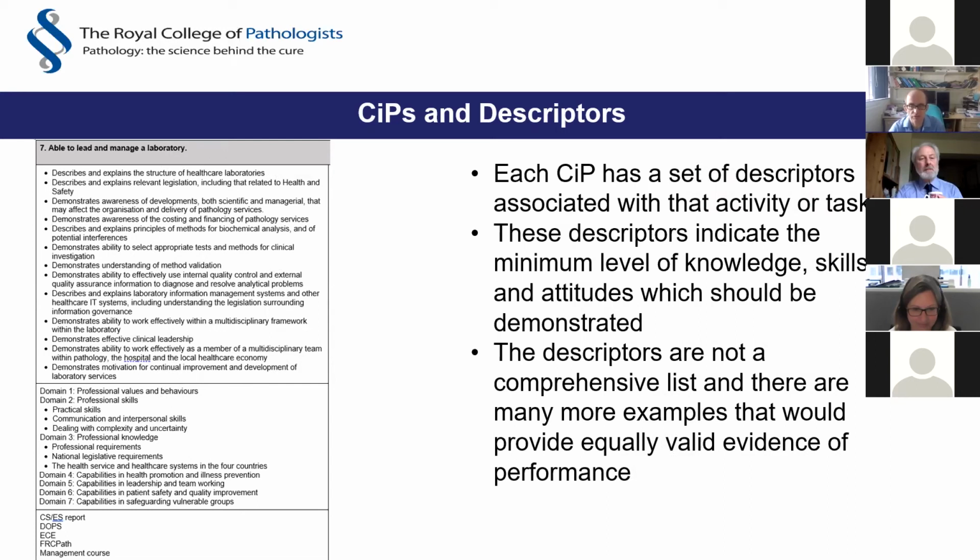Each CiP, as we said before, has a set of descriptors associated with that activity or task. These descriptors indicate the minimum level of knowledge, skills, and attitudes which should be demonstrated. The descriptors are not a comprehensive list, and there are many more examples that would provide equally valid evidence of performance. So here you can see one of the specific CiPs for ChemPath, to demonstrate the ability to lead and manage a laboratory, to then show what domains of the curriculum are mapped to this, and then actually at the bottom shows even the evidence that can be considered as part of showing that the trainee has met the appropriate level of training. Next slide.